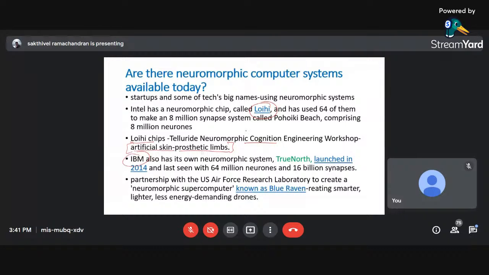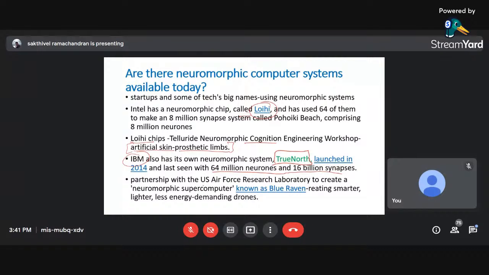And in fact, they have achieved a lot more in neuromorphic computing IC manufacturing. IBM came up with one more processor called TrueNorth. This is again very equivalent to that of Loihi, and it was launched in 2014. It tried to make 64 million neurons with 16 billion synapse connections.